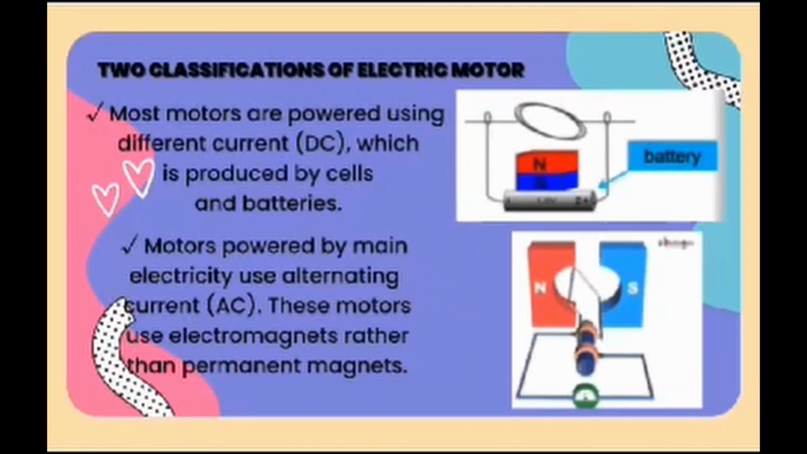There are two classifications of electric motors. Most motors are powered using direct current, which is produced by cells and batteries. Motors powered by mains electricity use alternating current. These motors use electromagnets rather than permanent magnets.